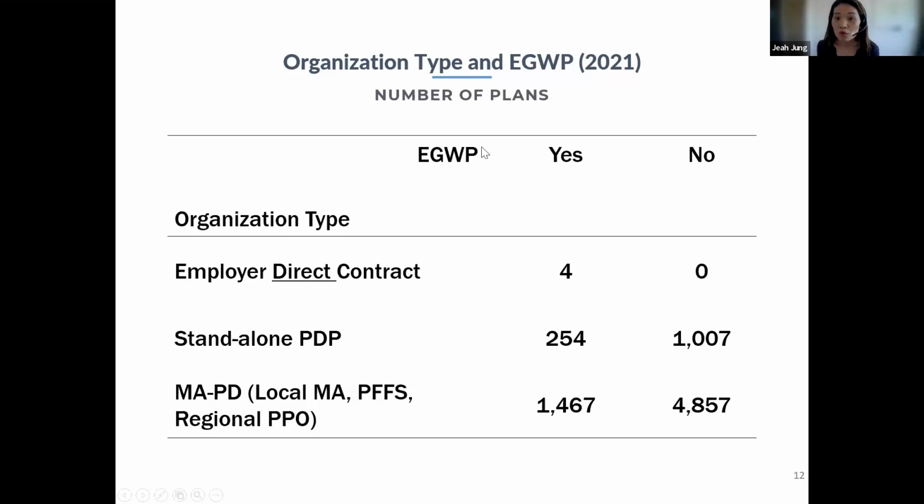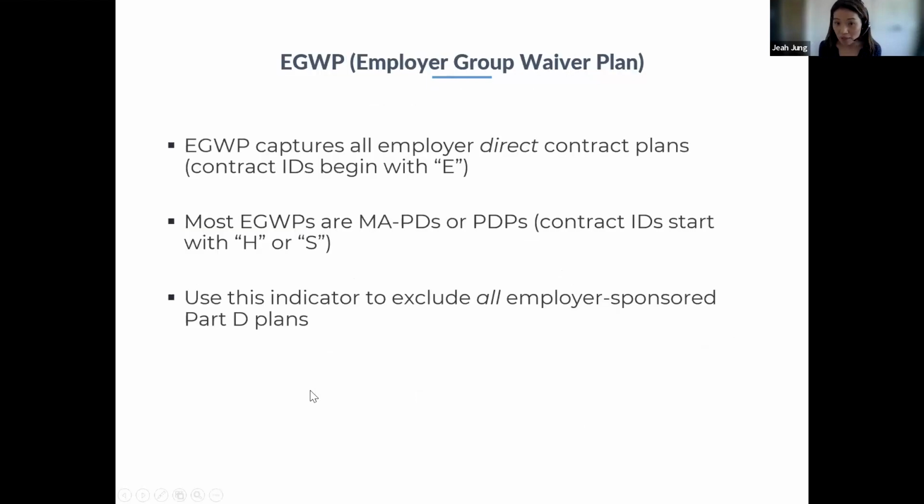That's EGWPs. Of course, EGWPs include employer direct contracts as well, but these EGWPs are here: those who are using already established Part D contracts, but by creating one policy specific for their employees, they actually become EGWPs, right? So when we ask how many employer-sponsored Part D plans are in your data, you have to use EGWP information. This is plan-level information, not contract-level information. So you cannot simply look at the first letter of the contract ID to find the employer-sponsored plans, right?